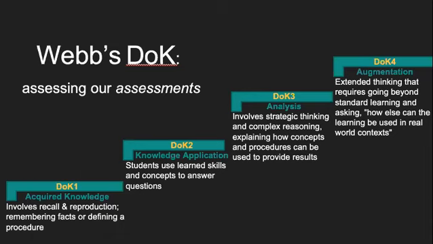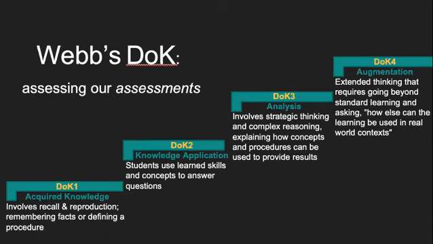When we apply Webb's depth of knowledge to the assessment, which is asking them to solve a problem, we can see that it's actually quite complex. Students are recalling the information or the formula, that's depth of knowledge 1, in order to solve the problem, which involves depth of knowledge 2, the application, and depth of knowledge 3, analysis. And depending on the complexity of the problem to be solved, that assessment might even transition into depth of knowledge 4, which is extended thinking that requires students to go beyond the standard and ask how they can use this learning in real world contexts.